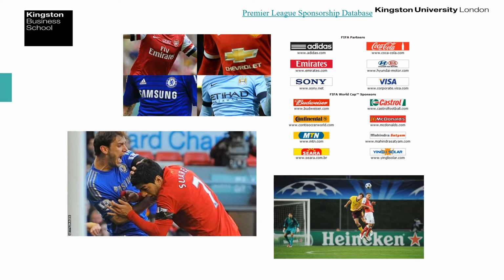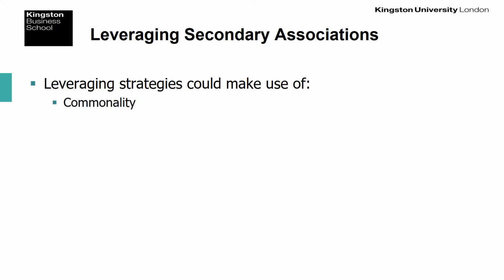You have to try hard to cut through the clutter, and you have to hope that if your secondary entity is human, they continue to behave themselves. Okay, so let's think now about the properties that brand leveraging strategies could make use of.